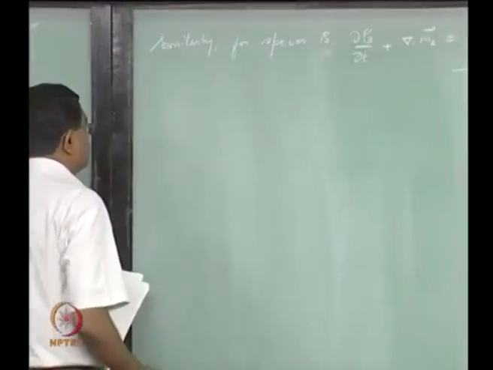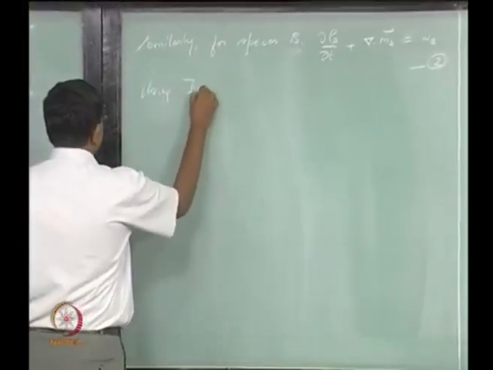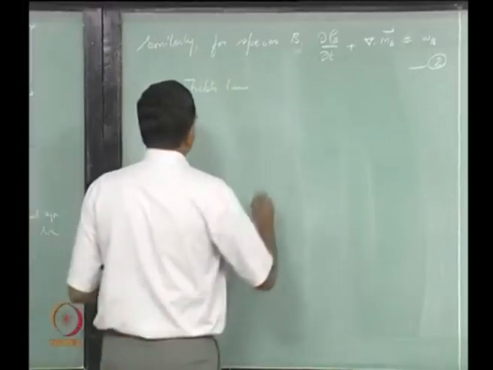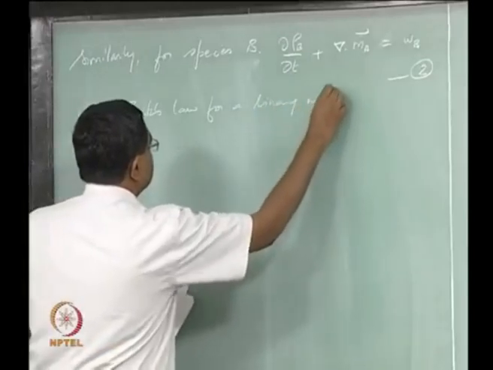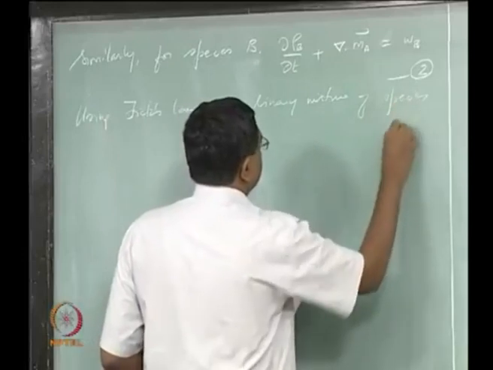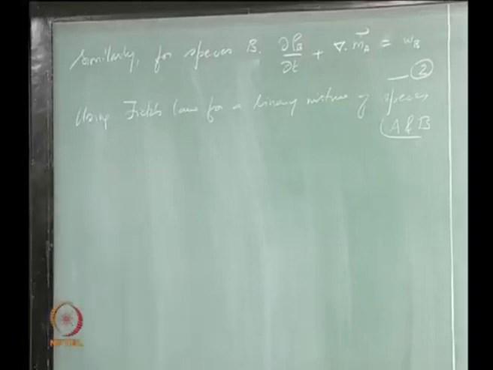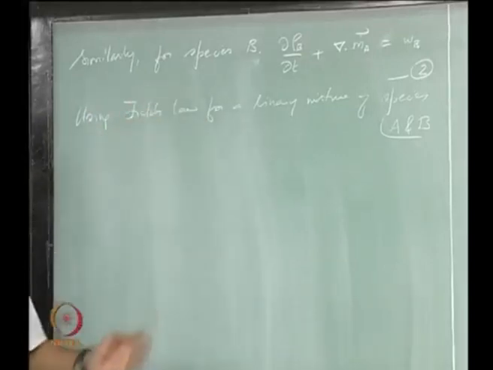Let's now try to use Fick's law for a binary mixture of species A and B. That's the reason why we wrote another equation for B. It's not like we want to have fun with all the letters in the English alphabet and so on.